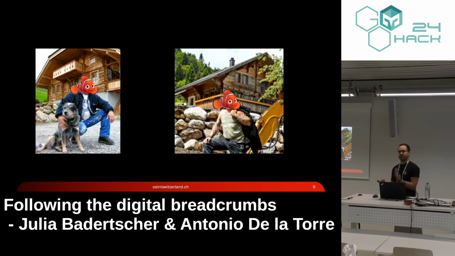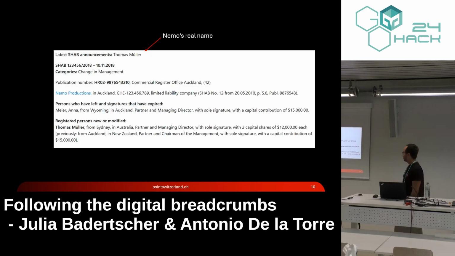So we fall into something that we call in OSINT confirmation bias, which basically you assume, based on the information that you have been looking for, that the outcome that you found is actually what you think you found, but it's not the one. But we know Nemo has this company called Nemo Productions. So every time you move places, you have to, in the registry of companies, say that you change your address. So we can look for that, and then we find, okay, Nemo Productions in Auckland. We know now Nemo's real name is actually Thomas Müller, and this Thomas Müller was previously living in Auckland, New Zealand, but now lives in Sydney, Australia. So we have to start from the beginning.